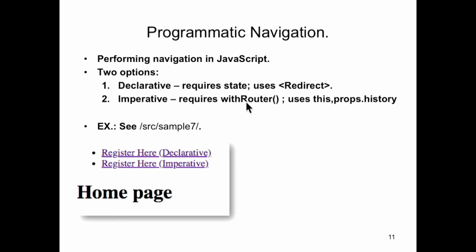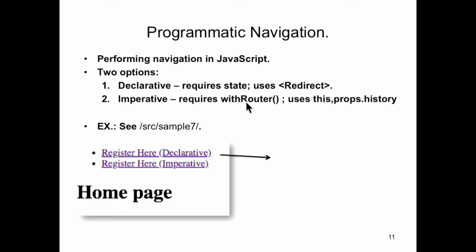So the registration button is just a hyperlink, which is implemented using the link component that we've seen already. But when they fill out the registration form and click the submit button, that's where our programmatic navigation might kick in and send them back to the home page. And that's the context in which I'm using programmatic navigation here.